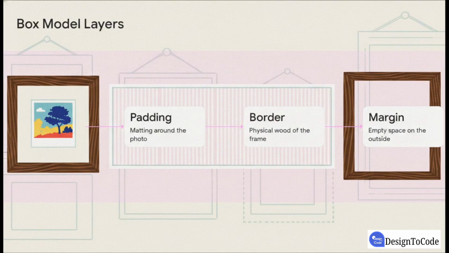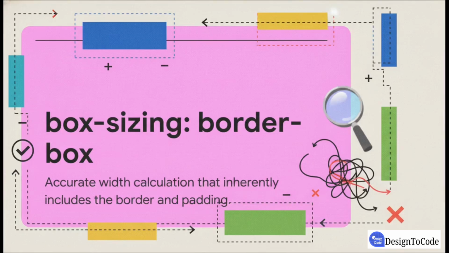Think of it like a framed photograph. First, you have the content. That's your actual photo. Second is the padding. That's the white matting around the photo that gives it room to breathe. Third is the border, the physical wood of the picture frame itself. And fourth is the margin. That's the empty space on the wall between this frame and the next one over. Makes sense, right?